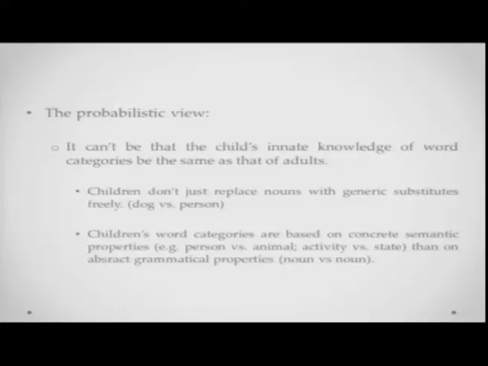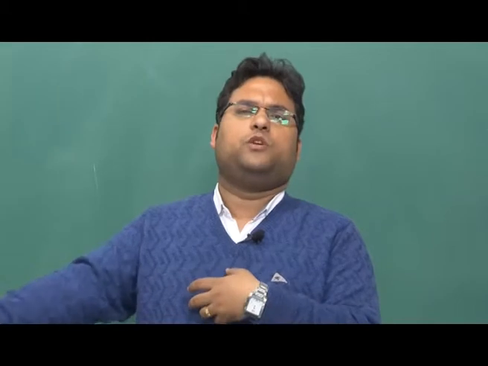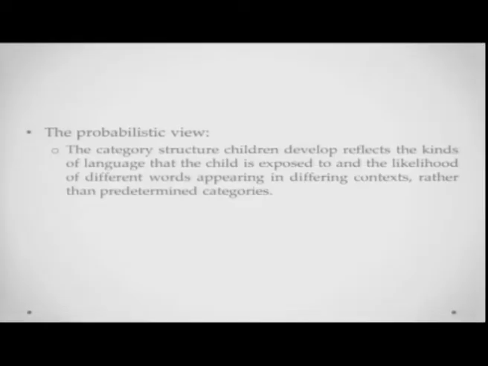Also, children's word categories or their word knowledge is based on concrete semantic properties, things that they are observing and seeing. So, a person does this or an animal behaves in that manner, rather than on abstract grammatical properties. They do not really deal with that this is a noun and it has to be used as such, or this is a verb, it has to be used as such. They will probably at one time just master one verb or one noun and then move ahead from that. So, the probabilistic view in a nutshell basically says that the category structures that children develop reflect the kinds of language that the child is exposed to.